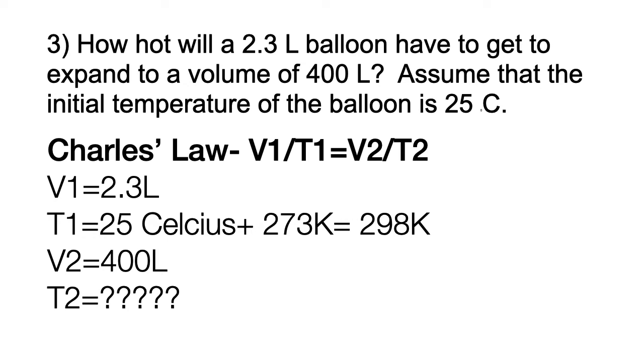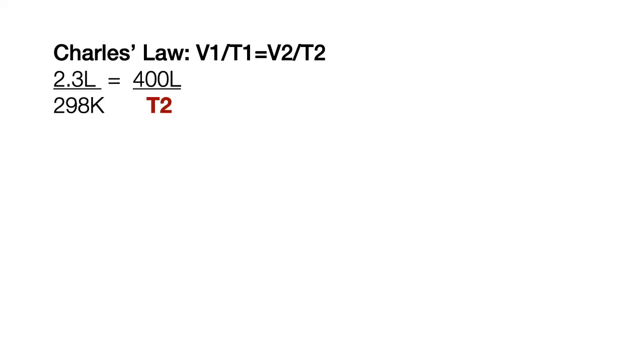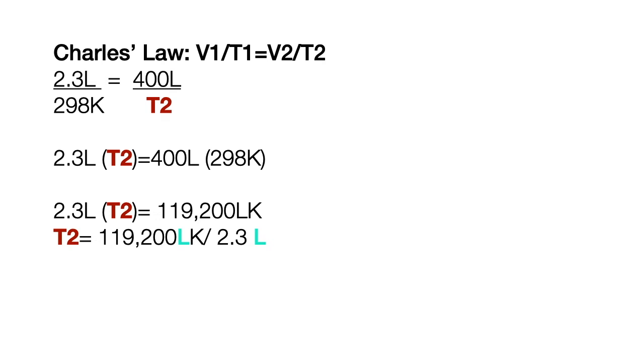How hot will a 2.3 liter balloon have to get to expand to a volume of 400 liters? Assume that the initial temperature of the balloon is 25 degrees Celsius. Step 1, identify the variables. So the initial volume is 2.3 liters, followed by the initial temperature of 25 degrees Celsius. However, we must convert that into Kelvin by adding 273. So we get 298 Kelvin, followed by the final volume, which is 400 liters. And T2 is our unknown.